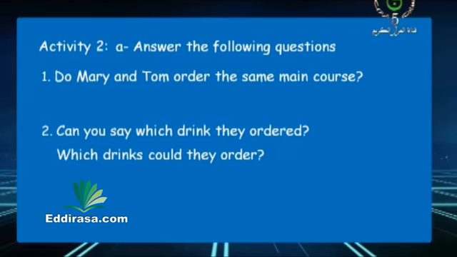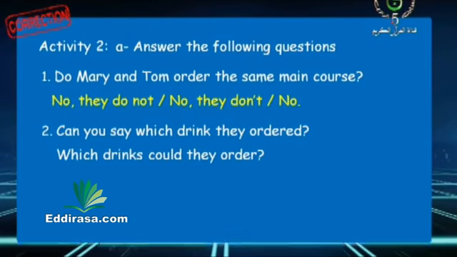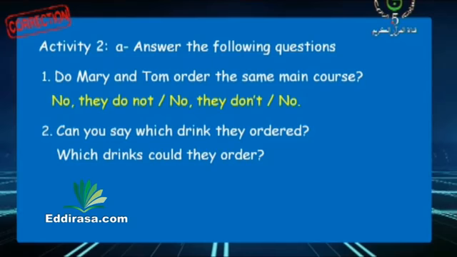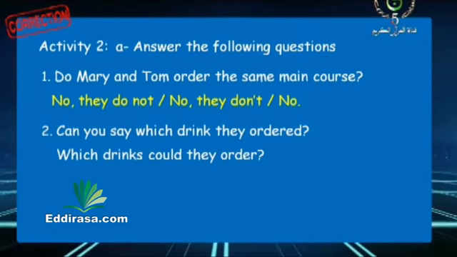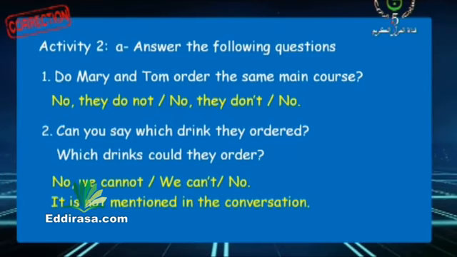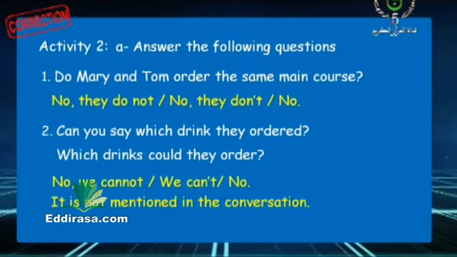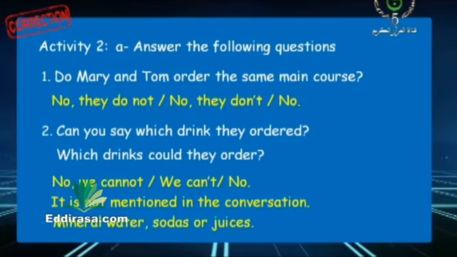All right, so first one, it will be no, they don't, or no, they do not, sorry. No, they don't, or simply no. It's an auxiliary question, so the answer has to be short. Second one, it will be no, we cannot, or we can't, or simply no. Why? It is not mentioned in the conversation. In the conversation, they don't talk about the drinks. And of course, the drinks that they can order are mineral water or sodas or juices.